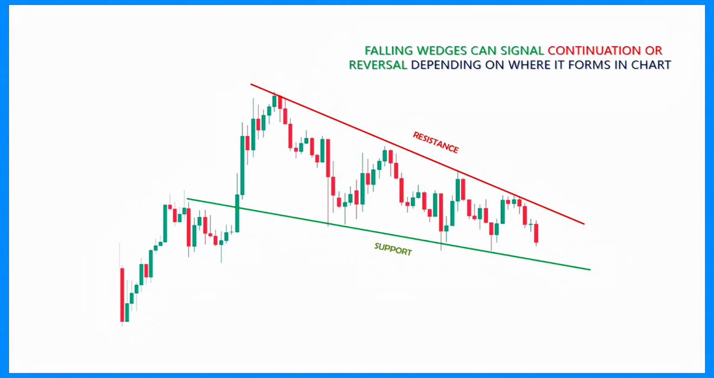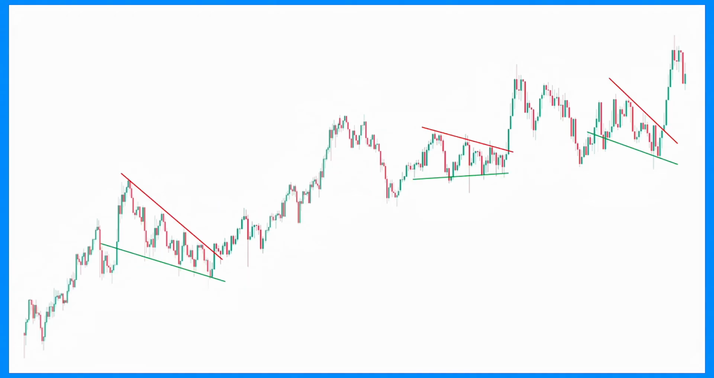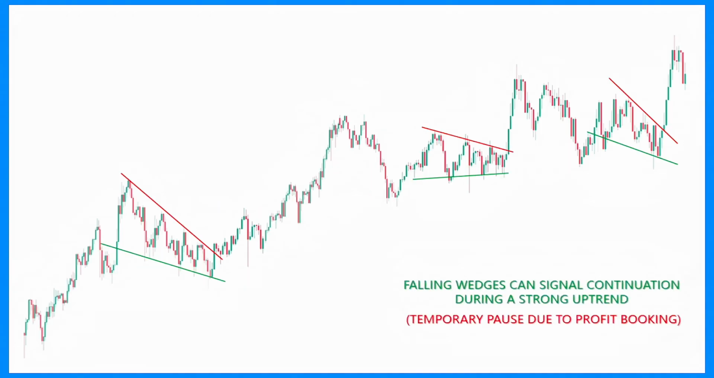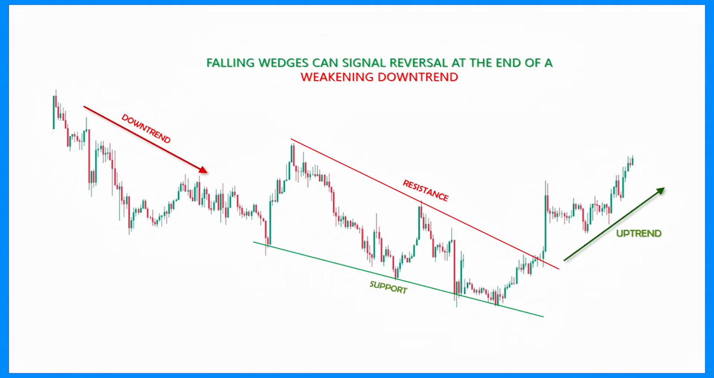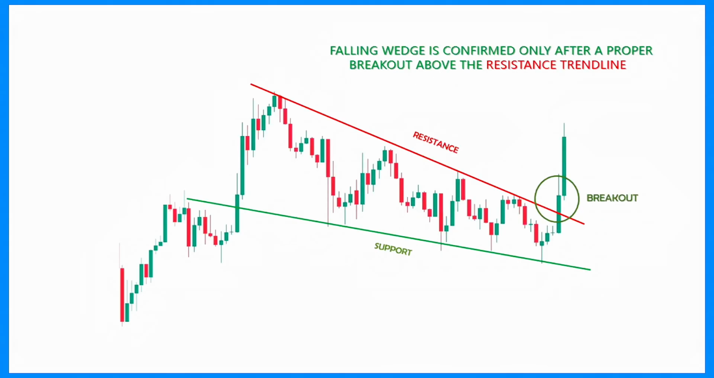Now, as we discussed earlier, the falling wedge can sometimes create confusion because it can act as both a continuation and a reversal pattern. The difference depends on where it forms in the market structure. If a falling wedge appears during an uptrend, it's usually a bullish continuation pattern. But if it forms at the end of a downtrend, it becomes a bullish reversal pattern. However, this bullish bias only becomes valid when the price breaks above the downward sloping resistance line with strength.